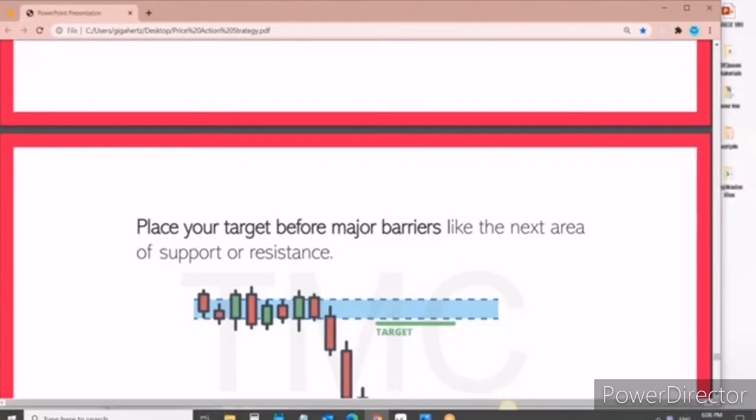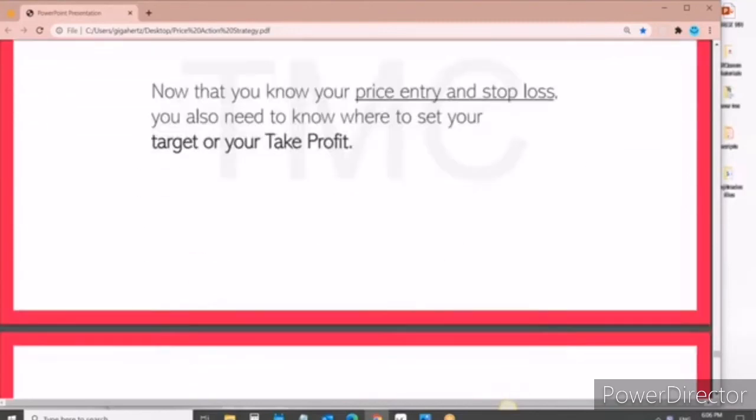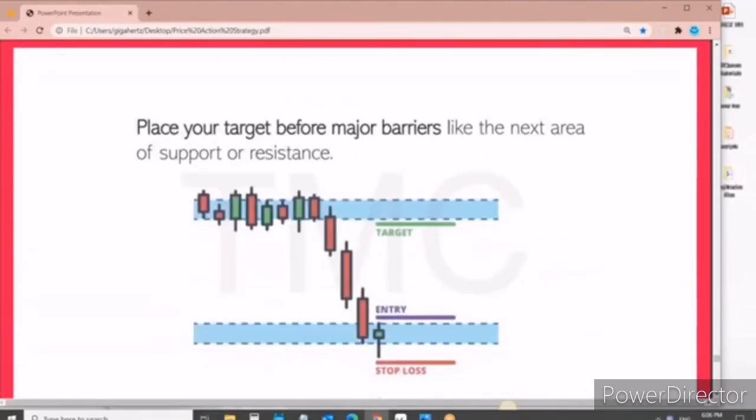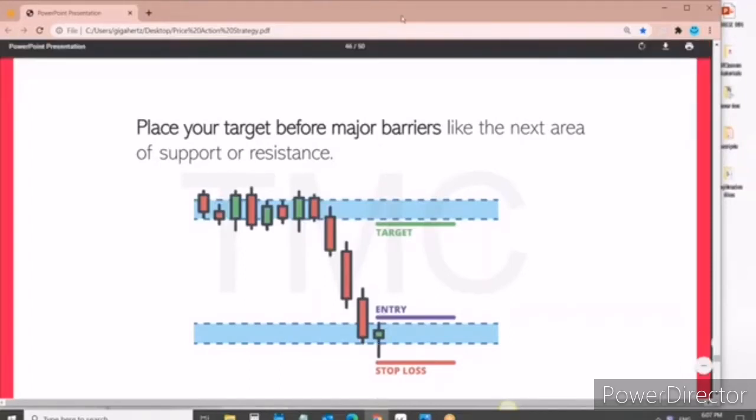So, yun lang yung kinaganda kasi you can control your losses. Dami ko na naman kinikwento. Anyway, so place your target before major barriers like the next area of support or resistance. So, yun na, meron tayong TP. So, yung TP natin, so, syempre, by position ka. So, nag-entry ka dito.